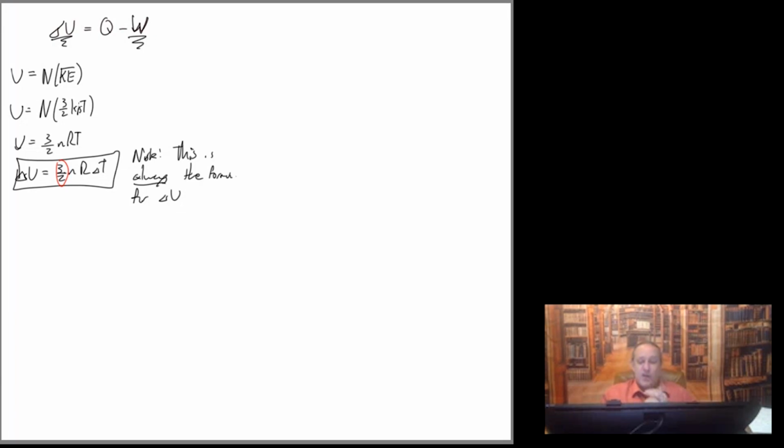So let's talk about a helium atom. Helium is a monatomic atom, just a little ball. In 3-dimensional space, if my helium atom is just at the origin, it can be moving in the x direction, in the y direction, or the z direction. That's the 3 degrees of freedom. Now, that's helium.